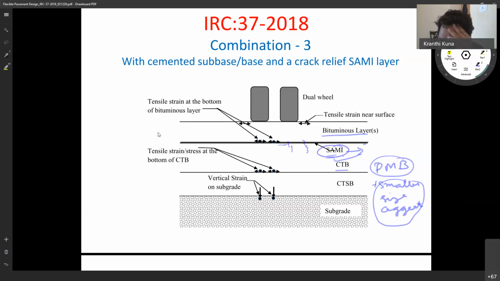You will have to do analysis for the strains at the bottom of the bituminous bound layer, at the bottom of the cement treated base, and at the top of the subgrade. That is, vertical subgrade strain, tensile strain at the bottom of the bituminous layer, and tensile strain and tensile stress at the bottom of the cement treated base. This is exactly the same.